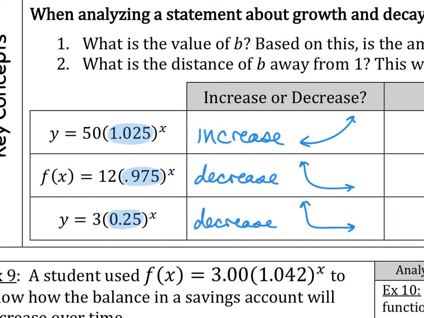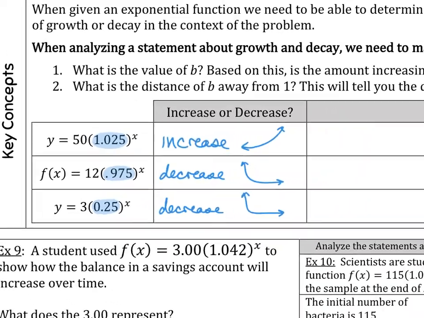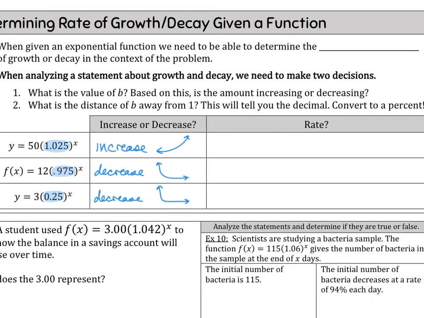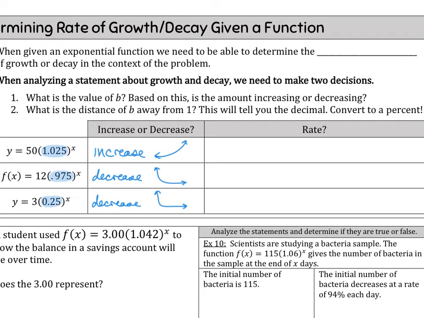Okay, now that idea is going to help us here because we want to figure out what the r value is, what the rate is for each of these. So what I'm going to need to do is take the number that you see, this 1.025, and subtract 1 from it. 1.025 minus 1 is 0.025. Now that's the decimal version. What's the rate?